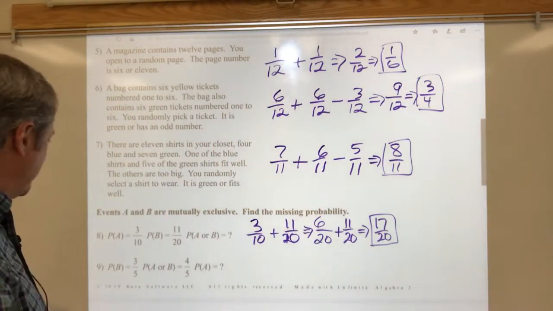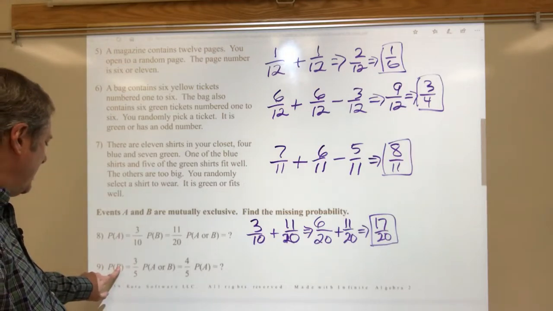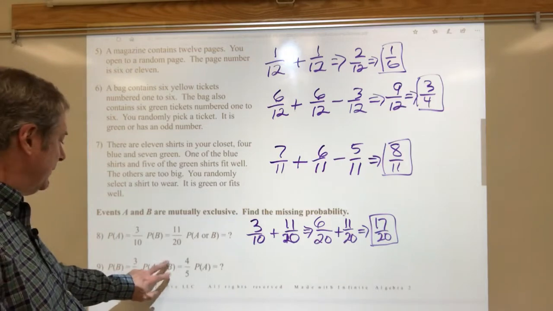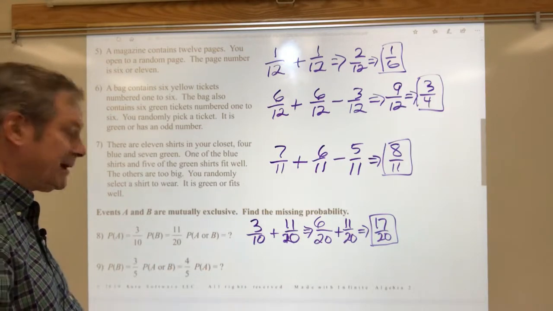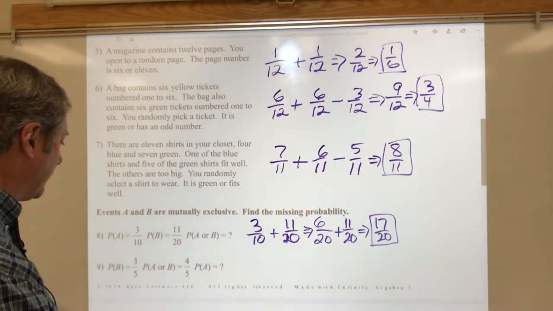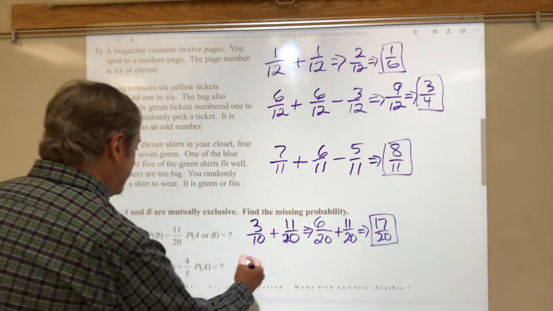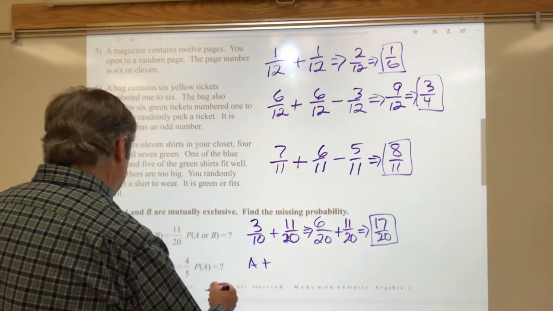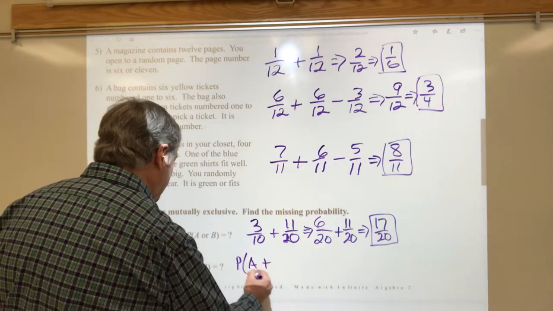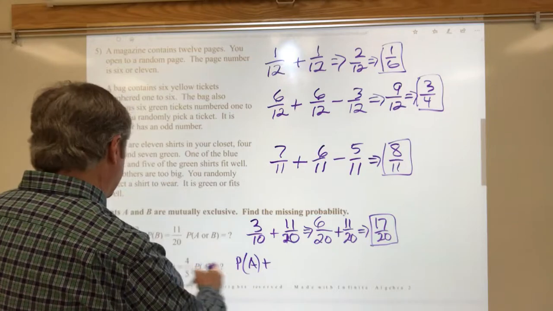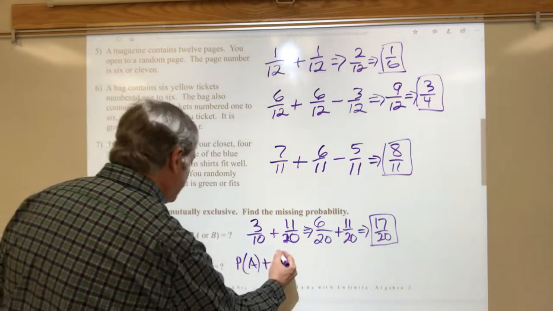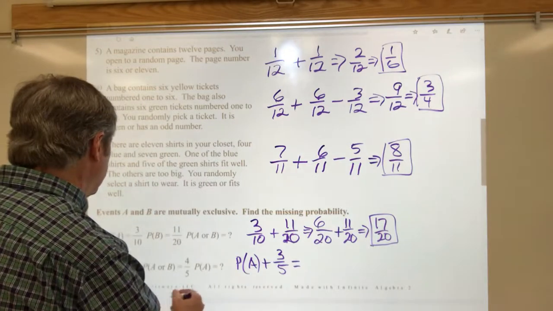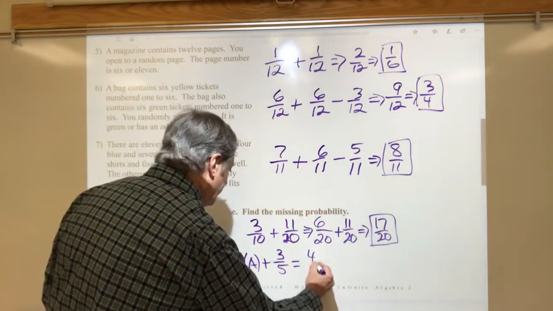Now, in number 9, we've got that the probability of event B is 3 over 5. The probability of A or B is 4 over 5. Well, what was the probability of A? Okay, so here we're having to solve for A. So we've got that event A plus, well, I guess we can do it this way, the probability of event A plus the probability of event B, which was 3/5, equals probability of A or B.